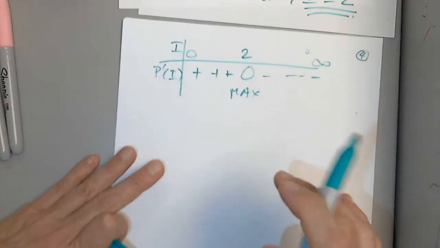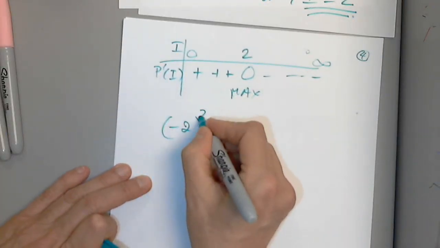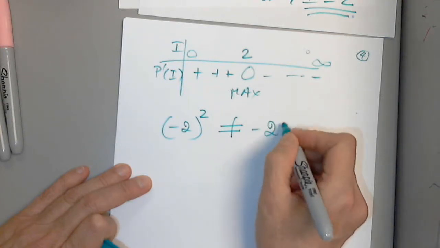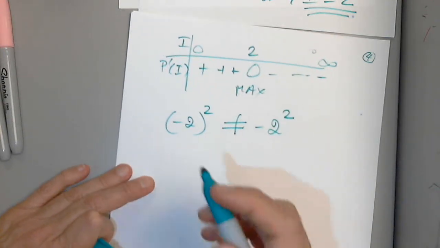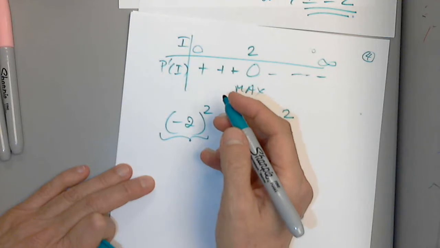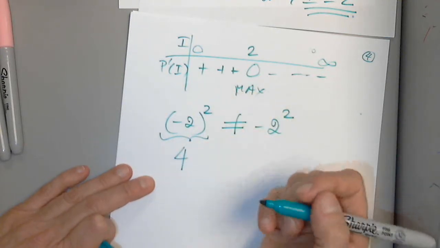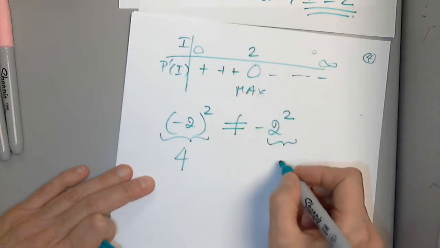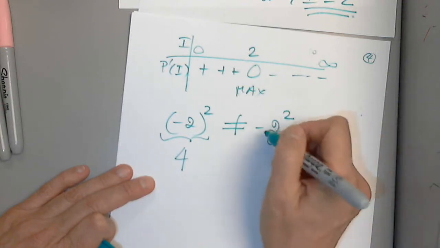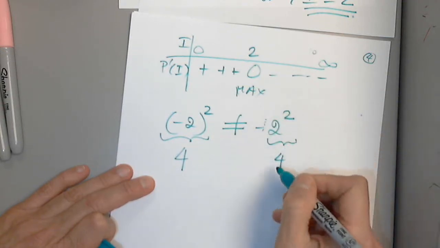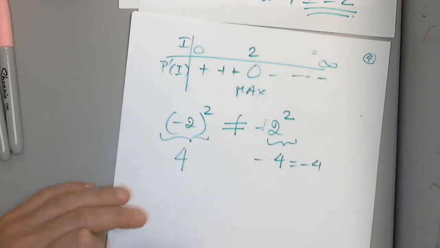Very good. Okay. Negative 2 squared is not the same as negative 2 squared with the negative outside. Here, by the order of operations, I have to square negative 2, and I get 4. Here, by the order of operations, I have to square 2, and then I multiply by negative 1, and I get negative 4.